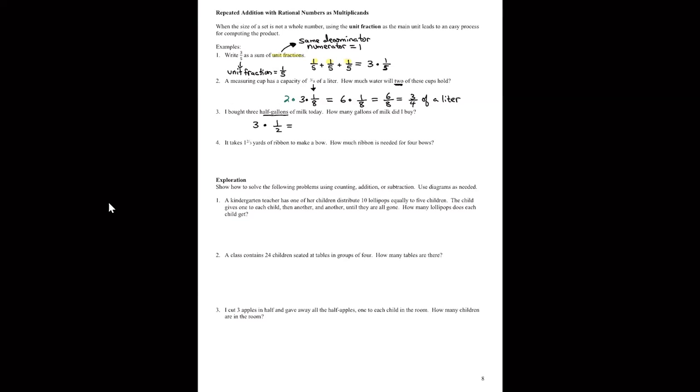In this case, I'd say I have 3 of those halves, so 1/2 plus 1/2 plus 1/2. And I'd say, okay, well, 2 halves make a whole, right? So I get a result of 1. One plus a half, 1 1/2.